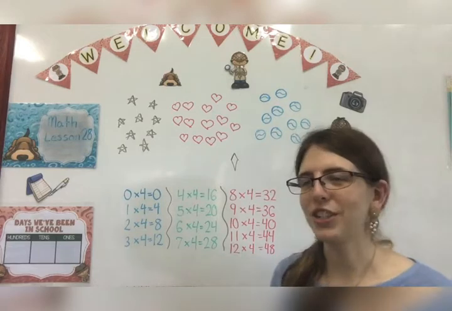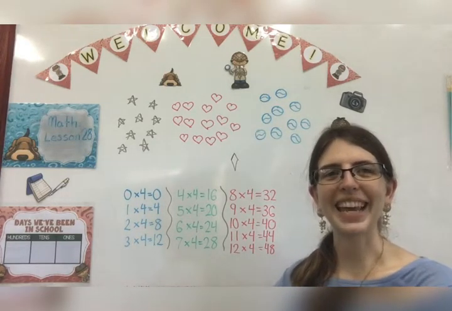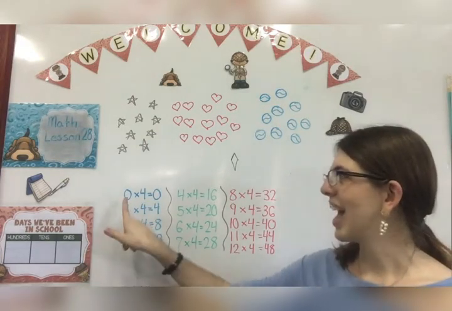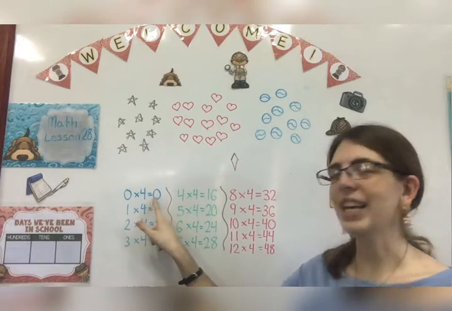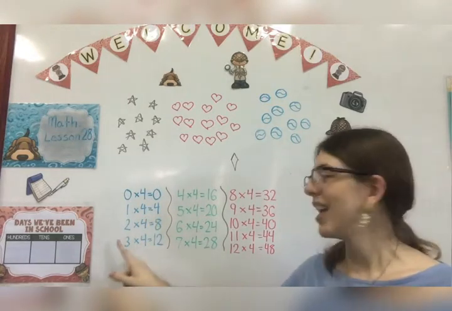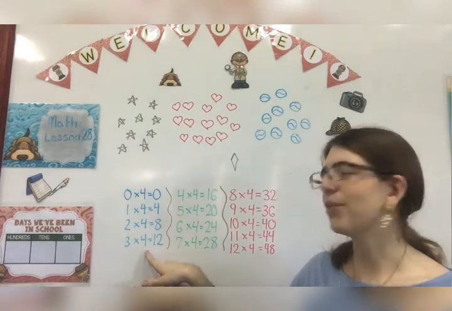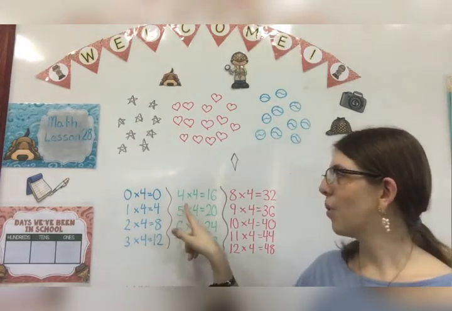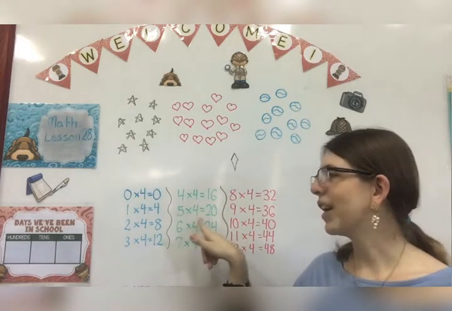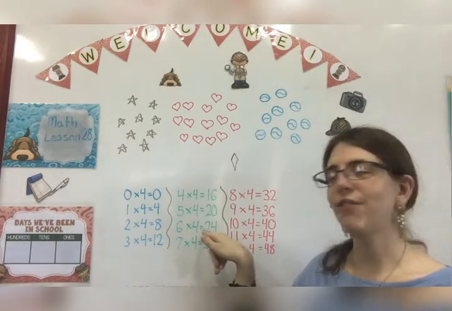But for now, I want you to turn your attention to our 4 times table and say it with me, starting with 0 times 4. 0 times 4 equals 0. 1 times 4 equals 4. 2 times 4 equals 8. 3 times 4 equals 12. 4 times 4 equals 16. 5 times 4 equals 20. 6 times 4 equals 24.